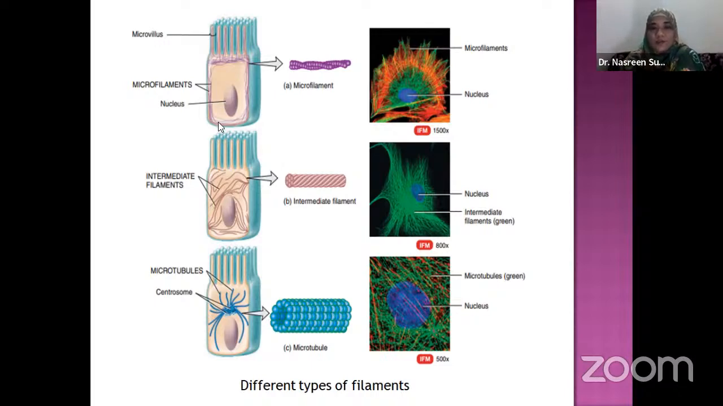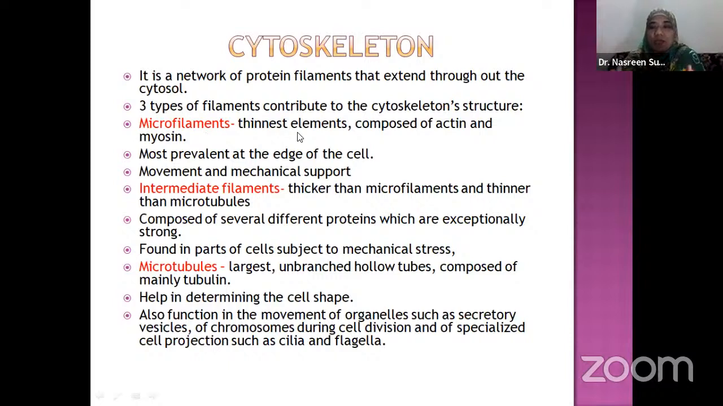So first is microfilaments. These are the very thinnest elements, composed of proteins such as actin and myosin. These microfilaments are usually present on the edges of a cell, so that they give proper mechanical support to a cell, and they also help in the movement of a cell.